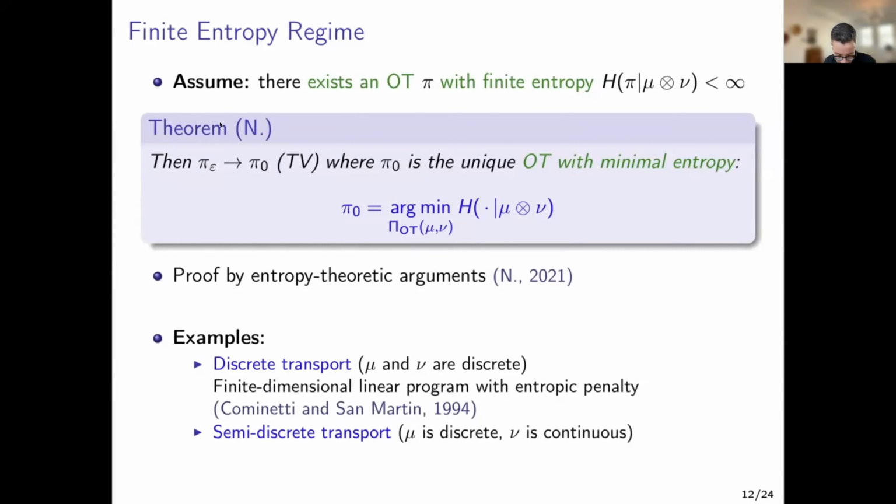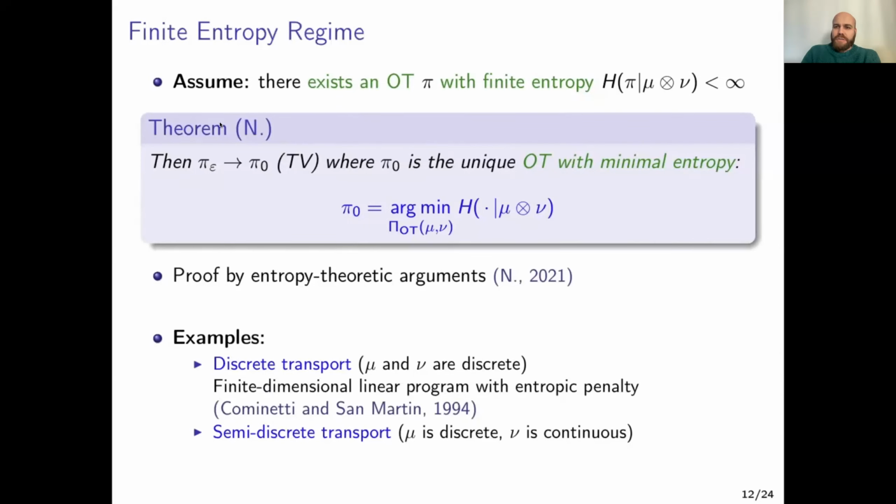If both marginals are continuous, you can find examples where it applies. For instance, when the cost is constant, the solution is the product measure itself. But usually it will not be satisfied. That will be the main focus of this talk: the other regime, the infinite entropy regime. Are there questions on this result?